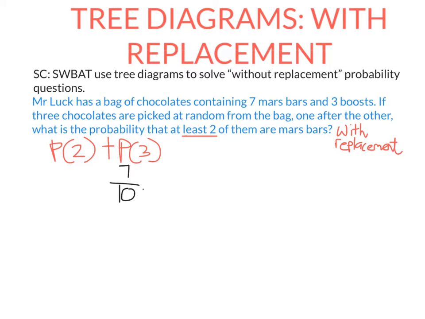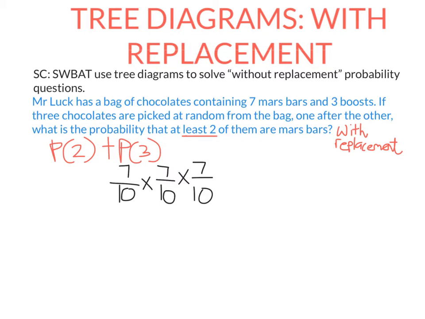So the probability I get a Mars bar second go is still 7 over 10. Probability I get a Mars bar third go is still 7 over 10. That's the easy part. Now this part here is a little more complicated. The reason this is more complicated is there's more than one way this can happen. If you're thinking about getting 3 Mars bars in a row, there's only one way that can happen. You have to get a Mars bar, Mars bar, Mars bar in that order.